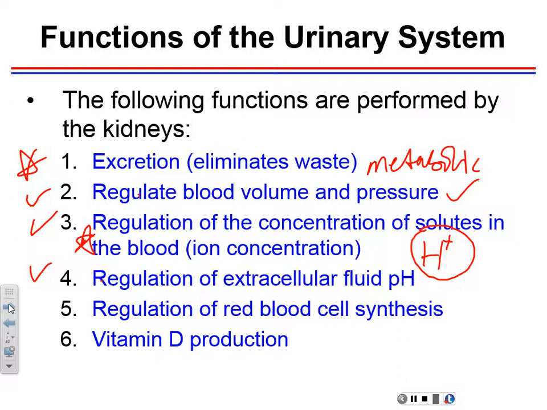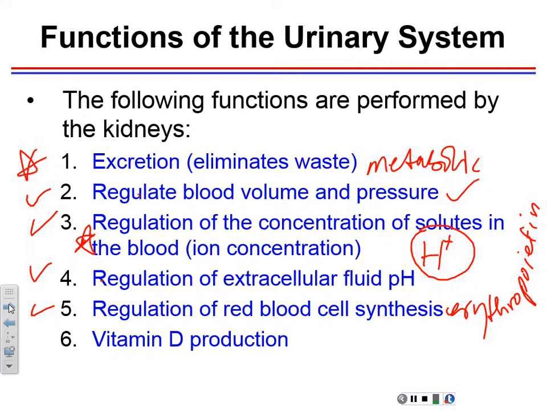All right. So extracellular pH, and red blood cell synthesis. Remember, the kidneys produce erythropoietin. Remember this hormone? This causes the stem cells, the hemocytoblasts that will give rise to red blood cells, to replicate in the bone marrow. Erythropoietin. Okay? And we kind of saw this when we talked about the skeletal system.